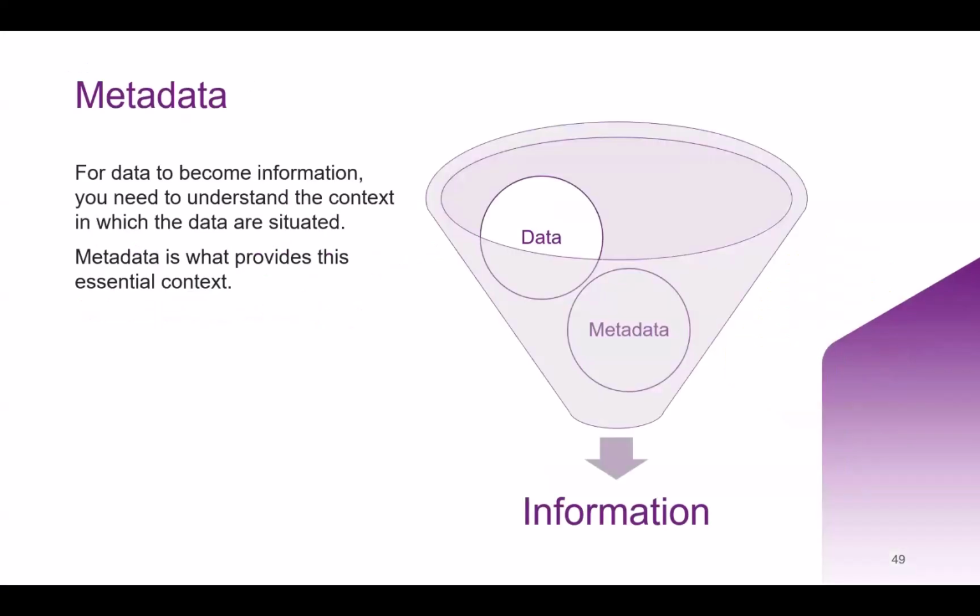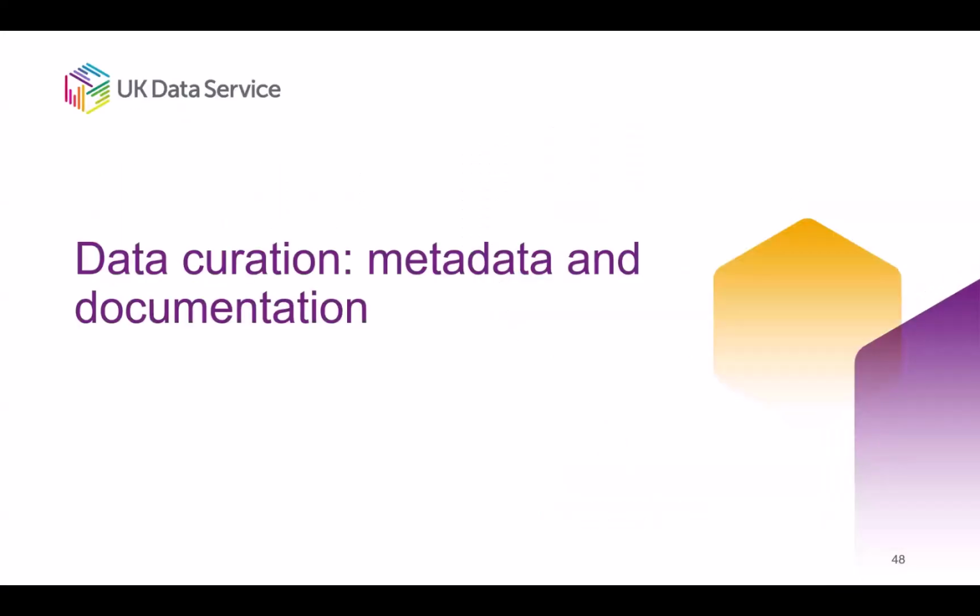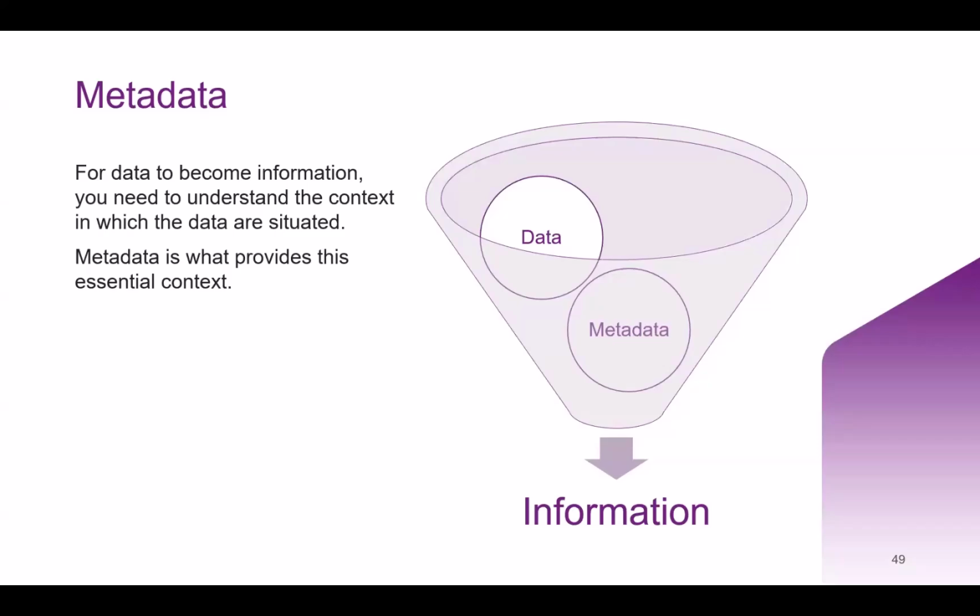So now is data creation, metadata, and documentation. Data alone is not very useful. To turn data into information, you need to understand the context it is in. Metadata is data about the data. It tells you things like where the data came from, when it was collected, who collected it, or what it represents. For example, a photo's metadata might include the date it was taken, the camera used, and the location. So together, data and metadata give you real information.